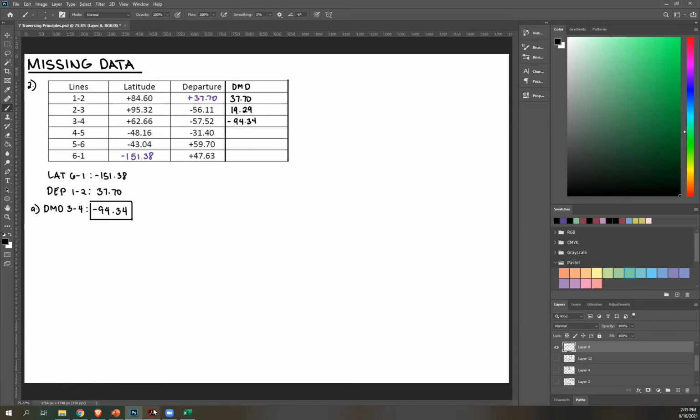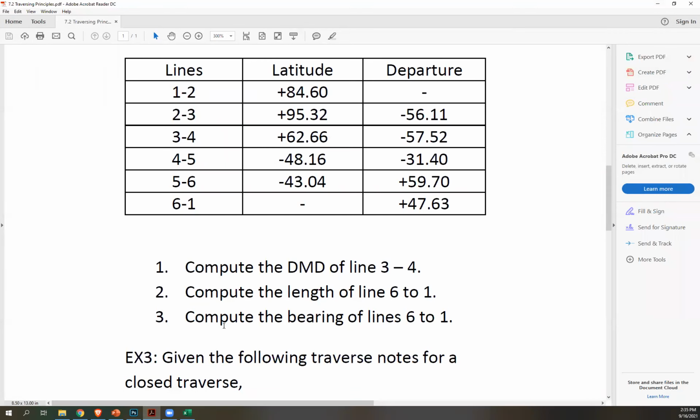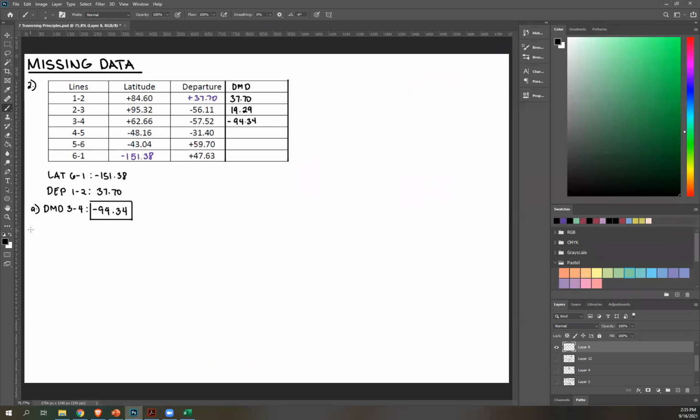Okay, next, what else? Length of line 6 to 1. So I need to get length here. Remember, to get length, if we're given your latitude departure, all you have to do is use Pythagorean theorem. Negative 151.38 squared plus 47.63 squared. What's the answer? Correct.